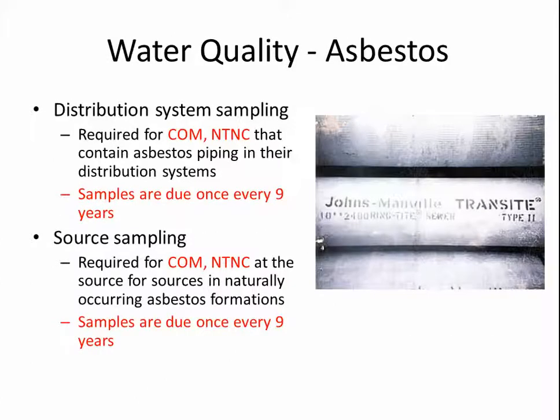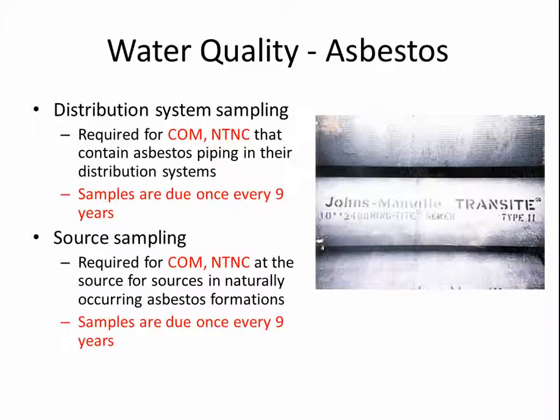Asbestos, we're still in the distribution system. Asbestos can be taken in the distribution system or at the source. So distribution system sampling requirements for asbestos are only for community and non-transient, non-community systems that contain asbestos piping. If the pipes are removed, then this requirement is also removed. So just keep us notified if that happens to your system. Samples are due once every 9 years, and then, again, if the pipes are removed, then they're not required at all.